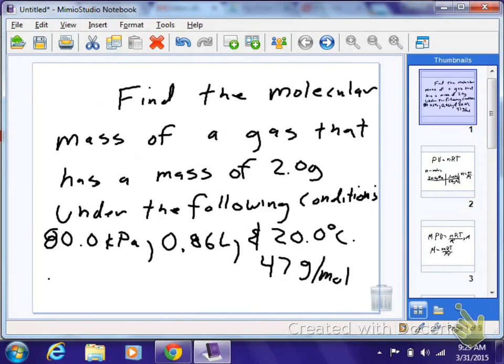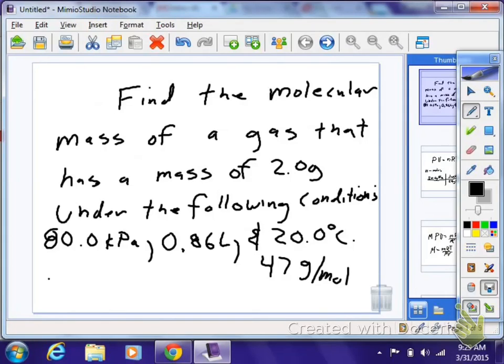I want you to use that equation. Find the molecular mass of a gas that has a weight of 2 grams, under the following conditions. The gas is under a pressure of 80 kPa. The volume of the gas is measured to be 0.86 liters once we capture it. And the temperature of the gas is 20 degrees Celsius. Okay? Those are the numbers you're going to work with to find the final answer. So go ahead and attempt to find the final answer. Now come around if you guys have questions.